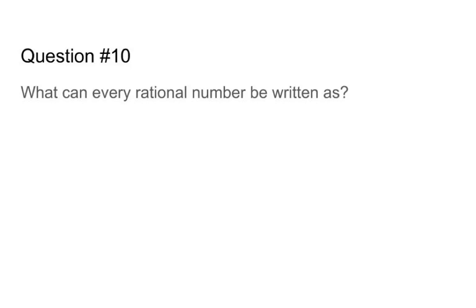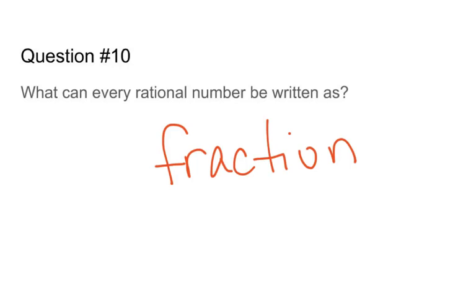I hope that you remember that that is a fraction. Every rational number can be written as a fraction.